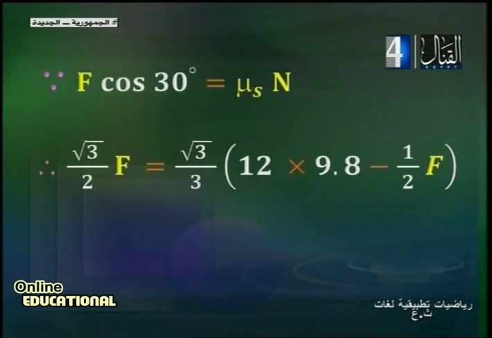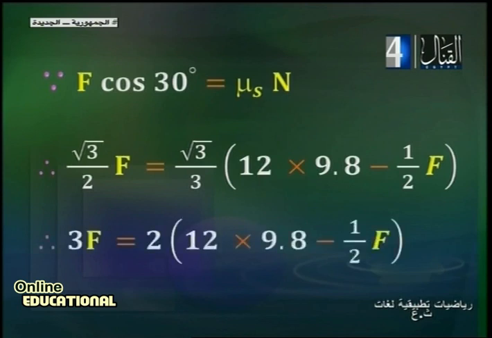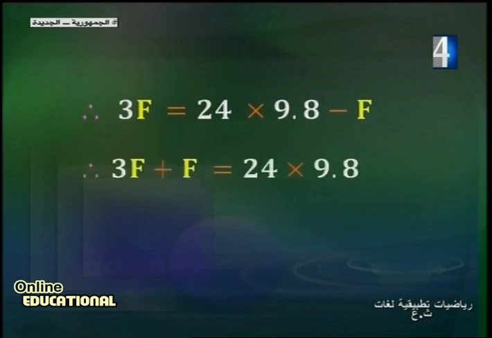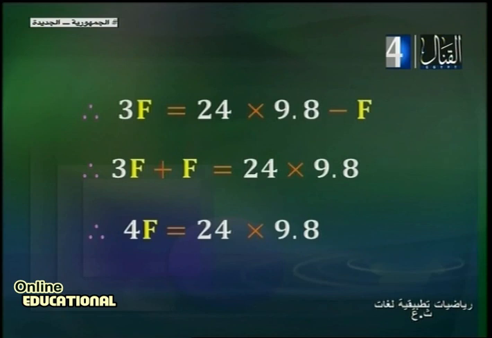Multiply both sides by 6 over root 3. Then the left hand side 3F equals 2 multiply between two brackets 12 times 9.8 minus half F. Then 3F equals 24 times 9.8 minus 2 multiply half F, which equals F. 3F plus F equals 24 times 9.8. Then 4F equals 24 multiply 9.8. Then F equals 6 multiply 9.8 Newton.